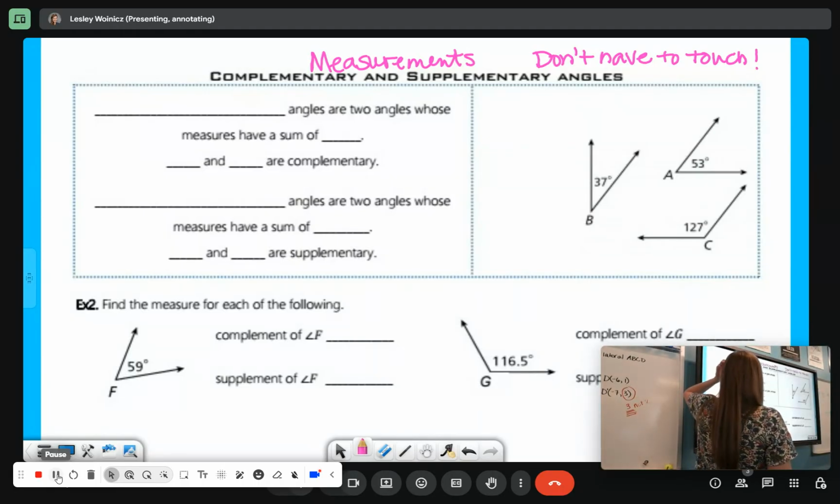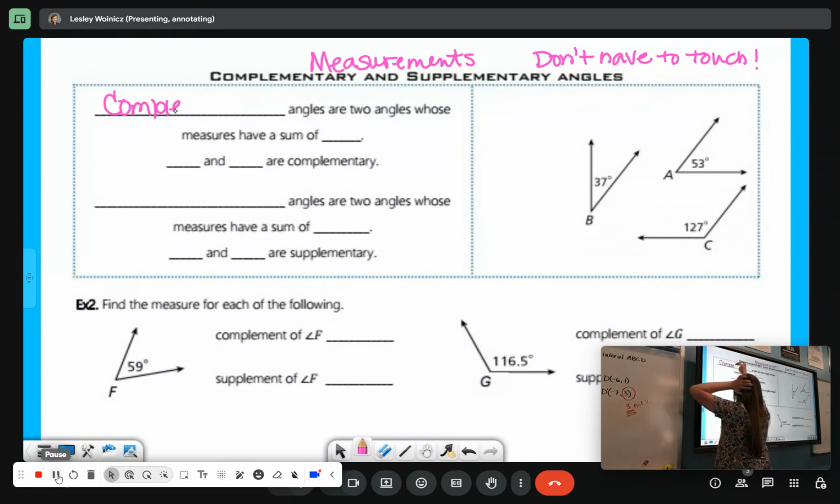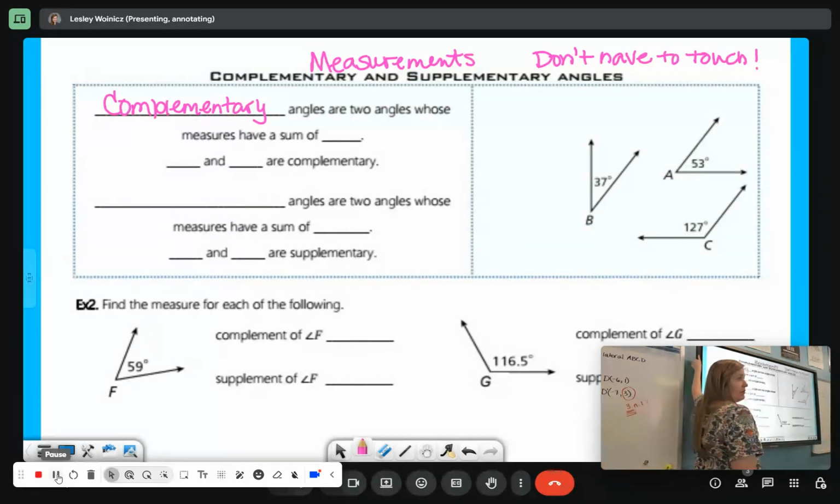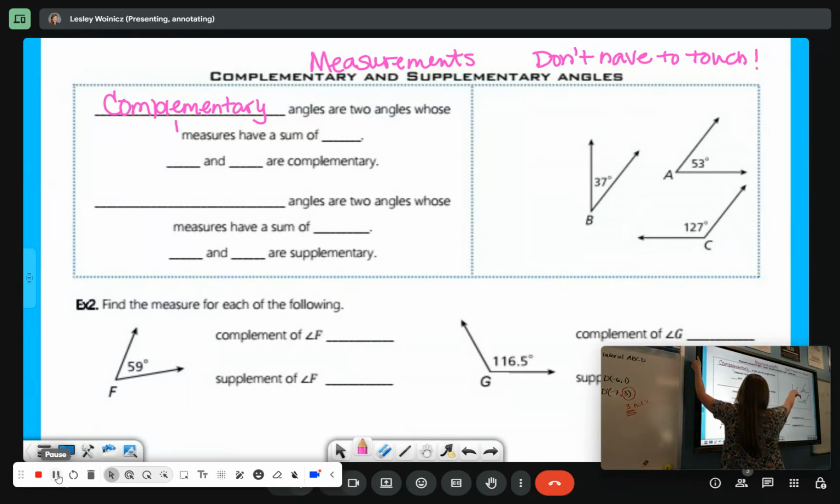Complementary. Okay, let's look at the spelling real quick. Do you guys see that this has an E where we're used to seeing an I? Like a compliment is the nice thing I say about you, right? A complement is your angle who, if you add it to your measure, gives you a sum of 90 degrees. Yeah, the E means 90 degrees.